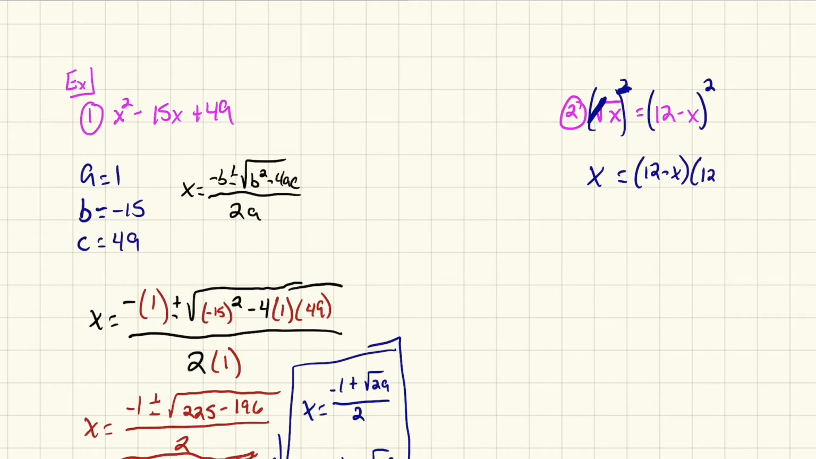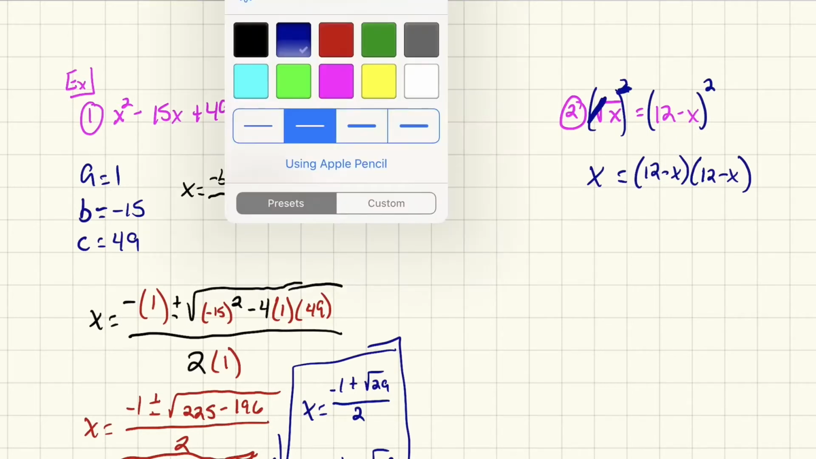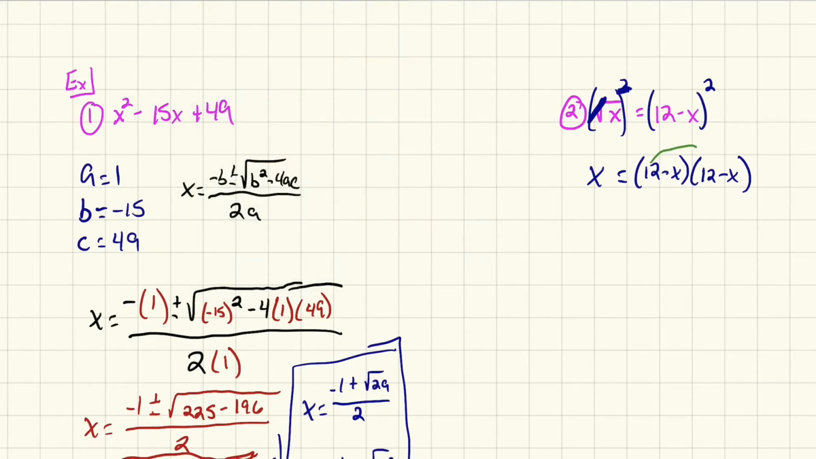12 minus x. So to simplify the right-hand side, we have to use our FOIL method or double distributive property. We multiply 12 times both numbers. That's going to be equal to 12 times 12, so 144. 12 times negative x is negative 12x.